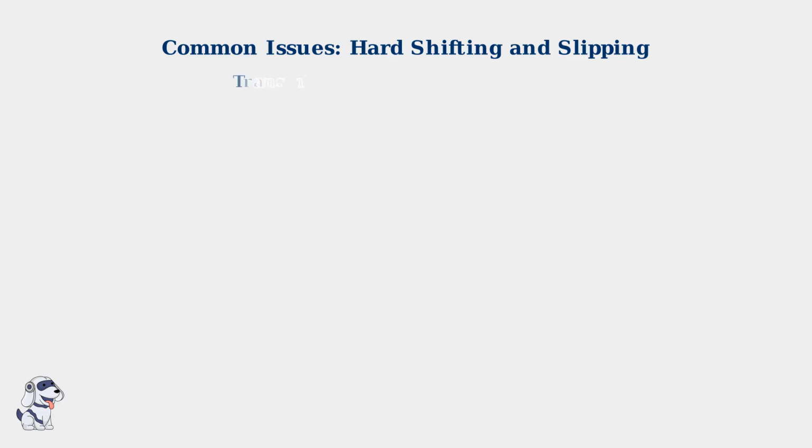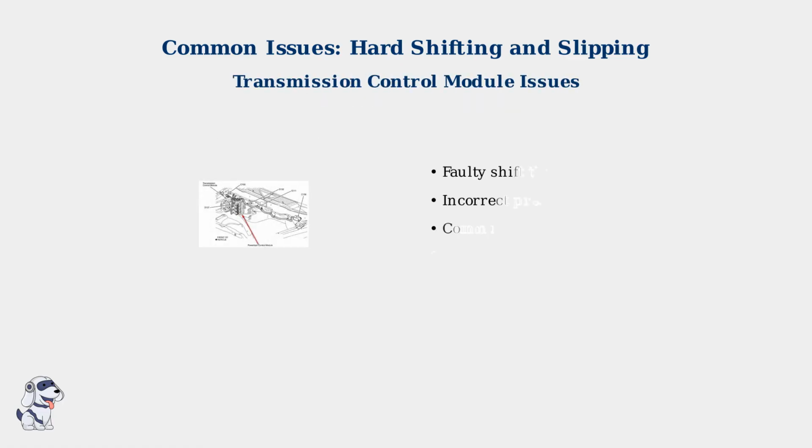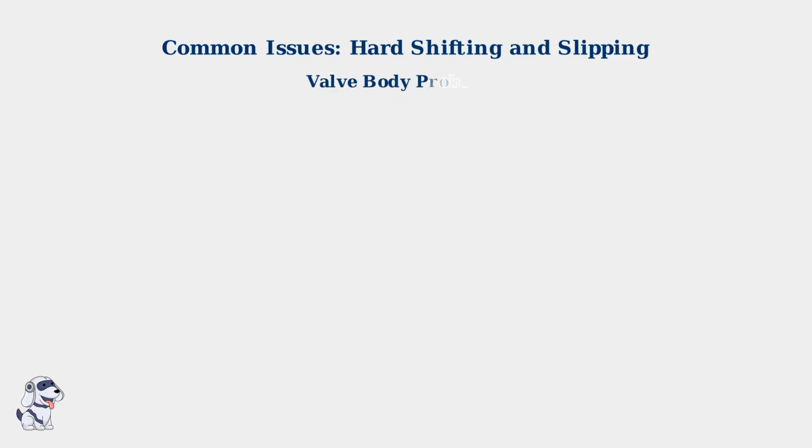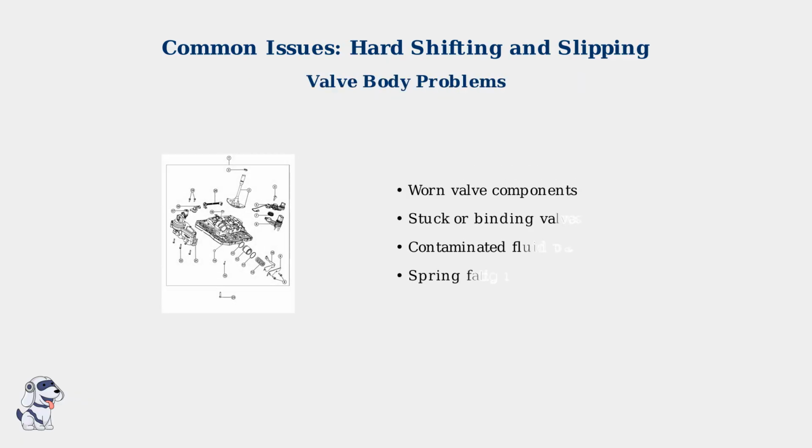The Transmission Control Module, or TCM, is the electronic brain that controls shift timing and hydraulic pressure. When the TCM malfunctions, it can cause faulty shift timing, incorrect pressure control, communication errors with other vehicle systems, and sensor misreadings that lead to the symptoms we've discussed. The valve body contains numerous precision-machined valves, springs, and passages that direct hydraulic fluid to control gear changes. Over time, these components can wear, stick, or become contaminated, leading to erratic shifting behavior and the problems we've identified.